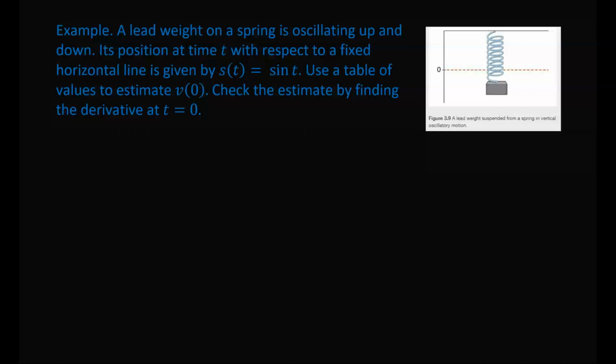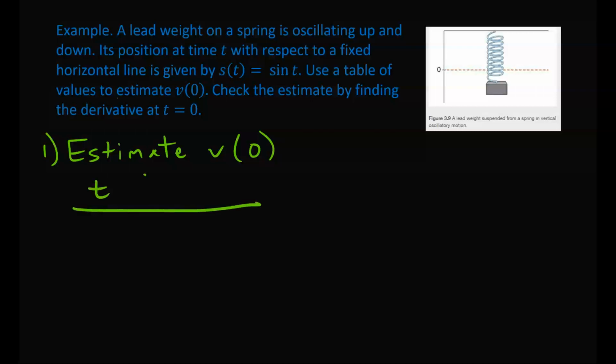So we're asked to do two things. We're first asked to use a table of values to estimate the velocity at 0, and then we're asked to check our estimate by finding the derivative at t equals 0. And of course, that's going to be the instantaneous velocity and the exact velocity at 0. Okay, so let's start by estimating v of 0 with a table.